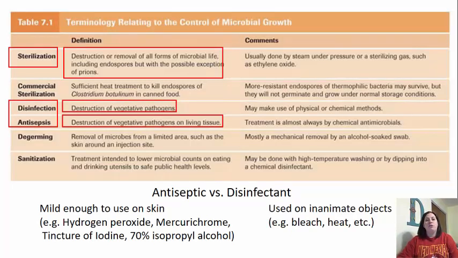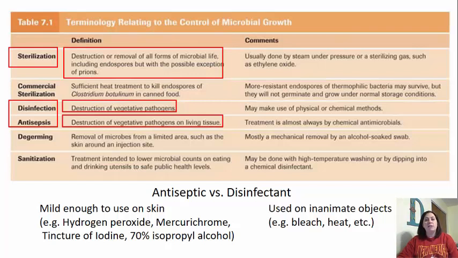All right, some other things we want to look at are some terms like sterilization. Sterilization is the destruction or removal of all forms of microbial life. Now, this does include endospores, okay? But with the possible exception of prions. Because of this, they're harder to potentially get. Sterilization may not take care of them, but it does take care of endospores. If we look at disinfection, this is going to be the destruction of vegetative pathogens. It's not going to take care of endospores, but it will take care of the vegetative pathogens. We also have antisepsis. This is destruction of vegetative pathogens, but this is going to be used on living tissue.